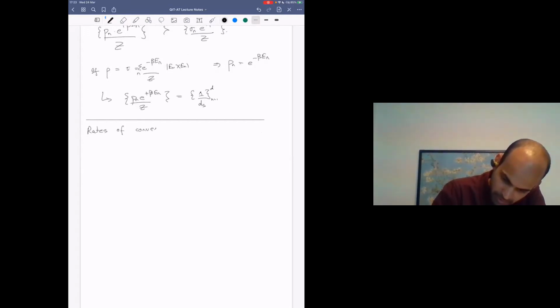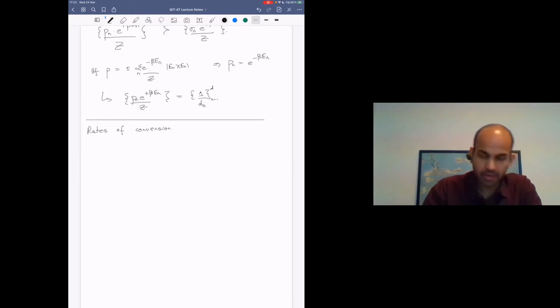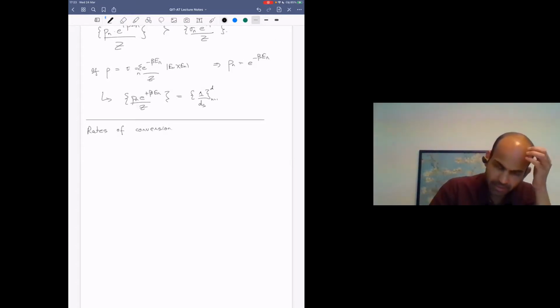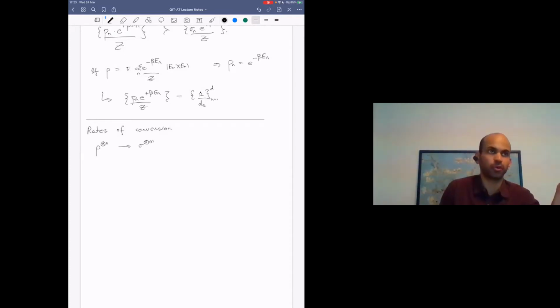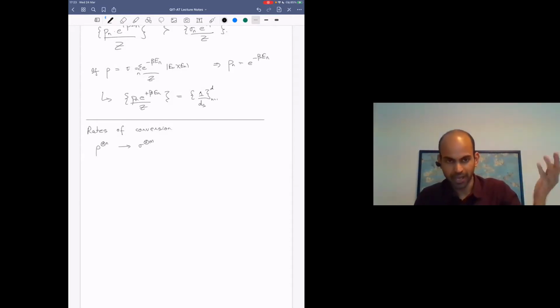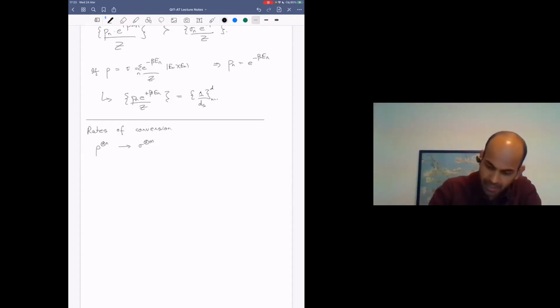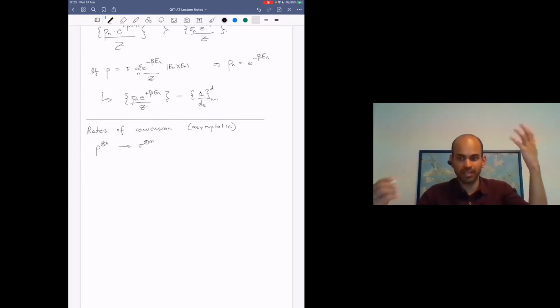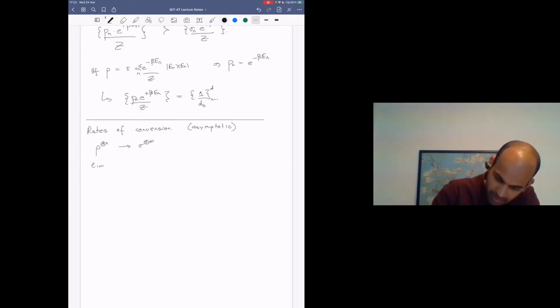rates of conversion. Okay, so when we talk about rates of conversion, instead of going from ρ to σ, we ask, can we go from n copies of ρ to m copies of σ? So maybe you cannot go from a single copy of ρ to a single copy of σ, but there exists some n and m such that you can go from n copies of ρ to m copies of σ. And now when we want to talk about a rate, we take the asymptotic case. So we say let n and m be larger and larger and larger. And what we take is the limit as, say, n tends to infinity.